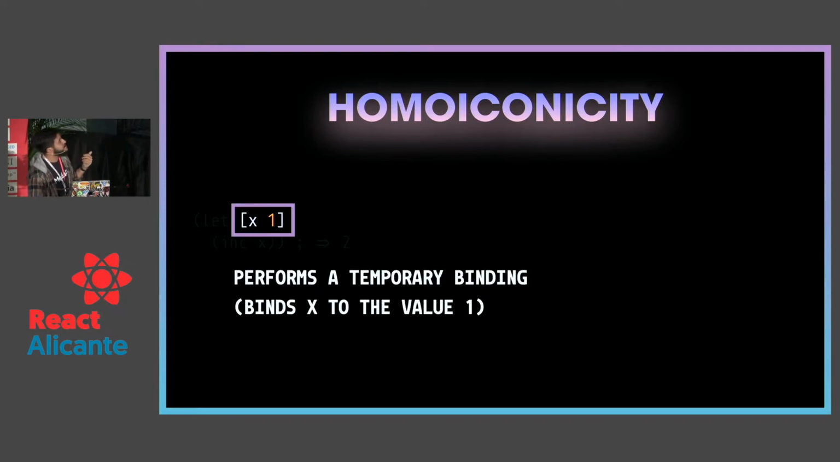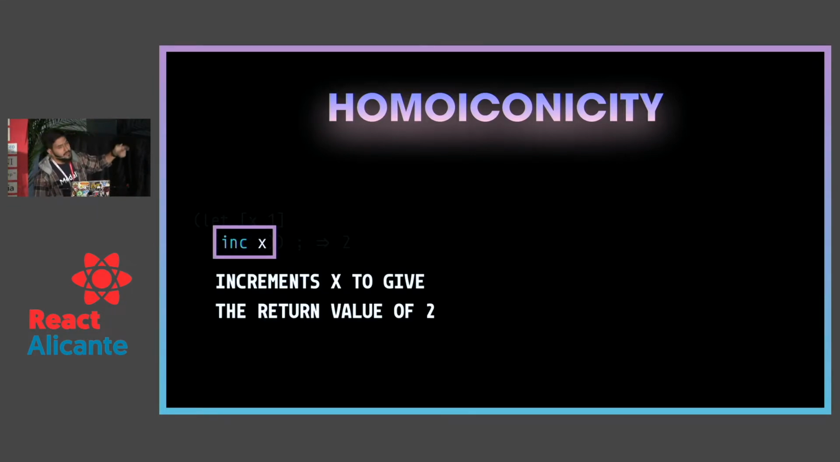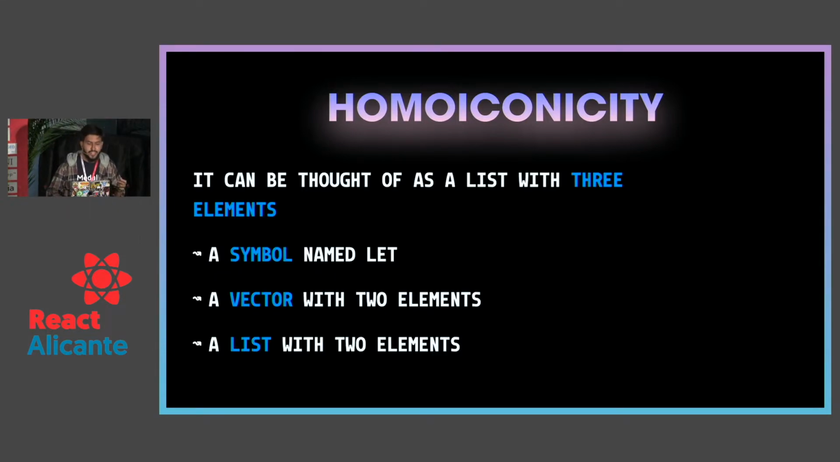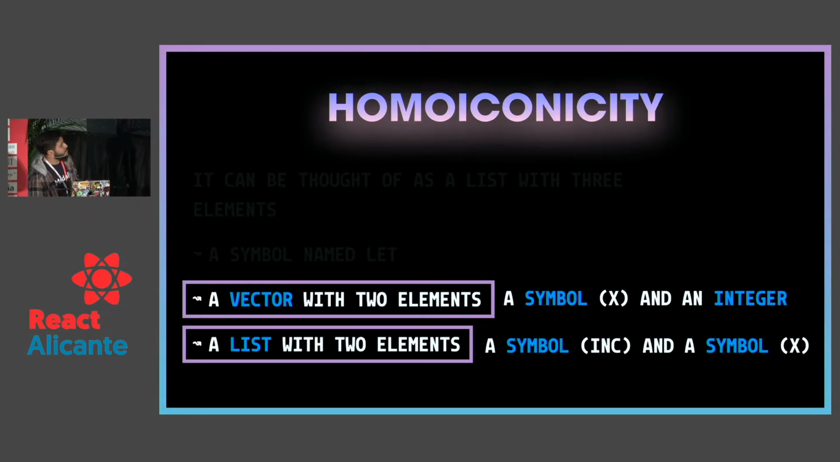What we're doing here is we are binding x to the value of 1. And then after that, we increment to have 2. And the thing about this code in Clojure is that it can be thought of as a list of 3 elements. So we got a symbol that is the let, we got a vector with 2 elements, and we got a list with 2 elements. And we can expand these too. So this first vector has got a symbol that is x and an integer. And the second thing, we got a symbol that is increment and another symbol that is x.